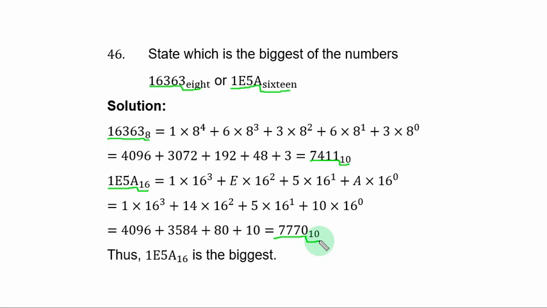It follows that 1e5a base 16 is the biggest of the numbers.